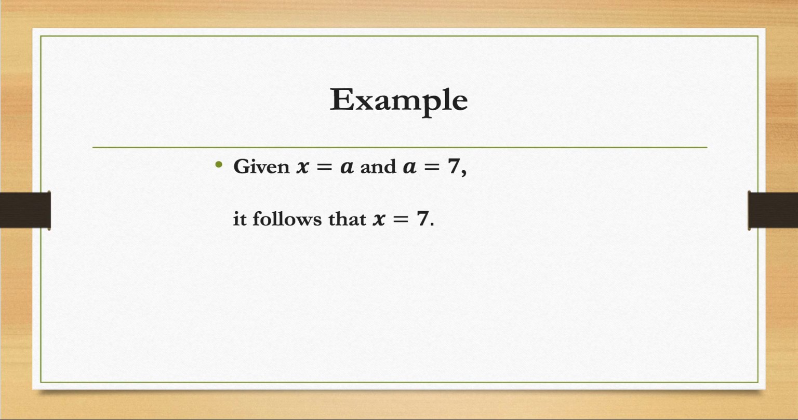Another example. Given x is equal to a and a is equal to 7. So these are our facts. This is our conclusion. If I know that x is equal to a and a is equal to 7, is it true that x must equal 7? Since this is a true statement, and it's a logical conclusion based on our initial facts, this is an example of deductive reasoning.